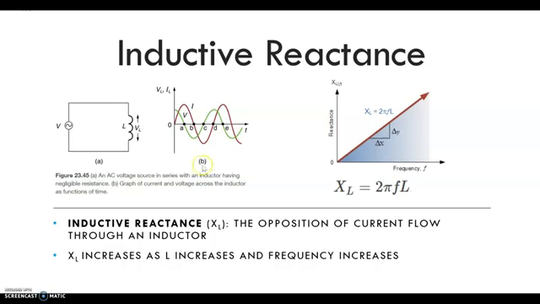Inductive reactance, or X sub L, measures the opposition of current flow and is measured in ohms, just like resistance. The inductive reactance and the inductance, as you can guess, are proportional to one another, meaning that as inductance increases, so does the resistance to change. Inductive reactance also increases as the frequency increases, shown by this graph. This is because the greater the frequency means the greater the change in current, which creates more opposition from the inductor.